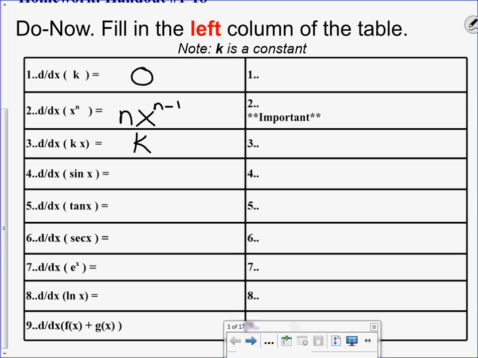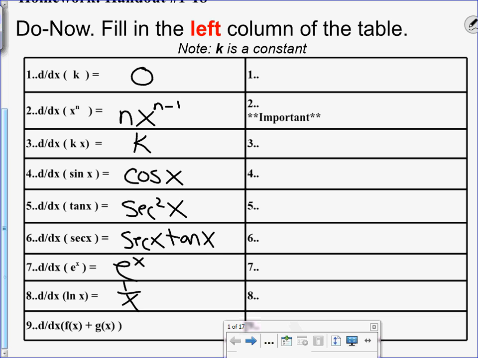Okay. What's the derivative of sine x? Derivative of tan x? Secant squared x. The derivative of secant x? Good. Secant x tan x. What about the derivative of e to the x? The derivative of ln of x? Okay, guys. We're good at this.